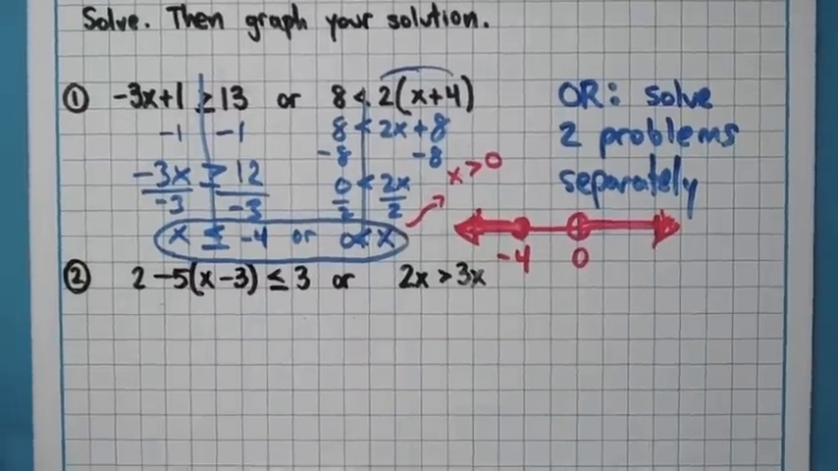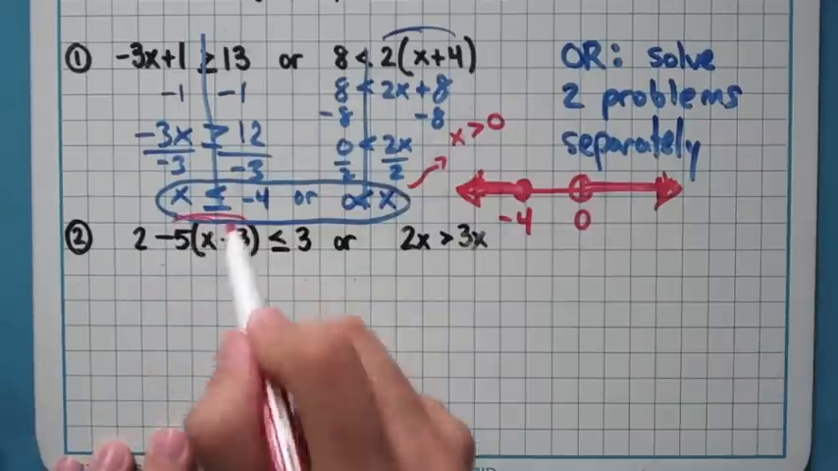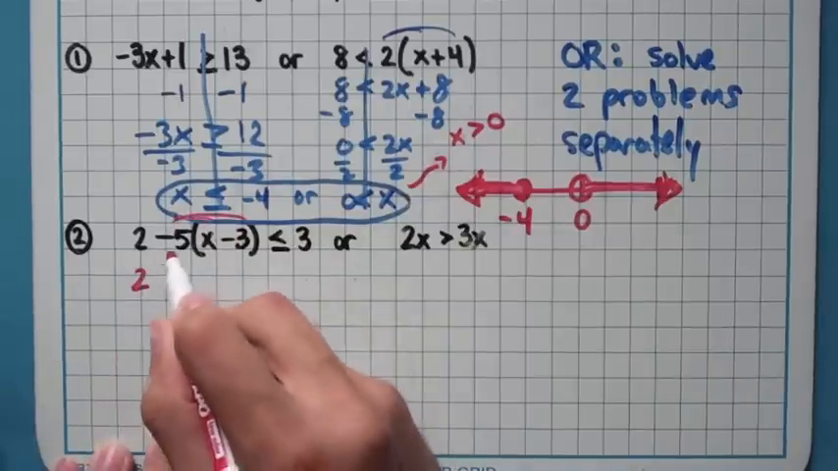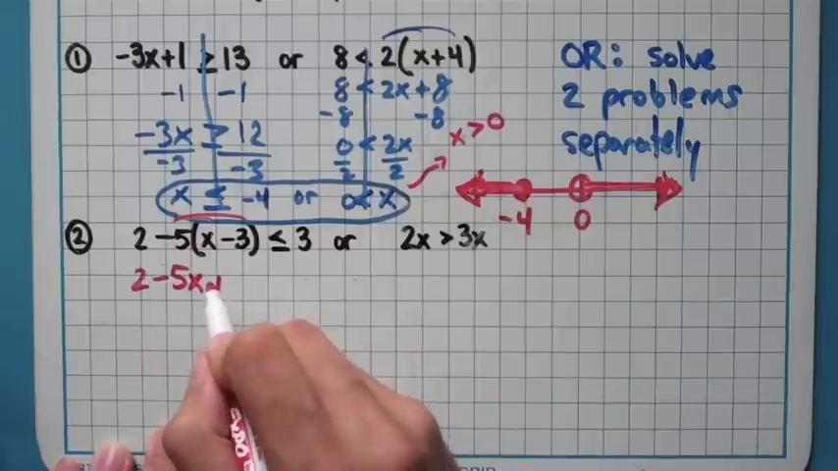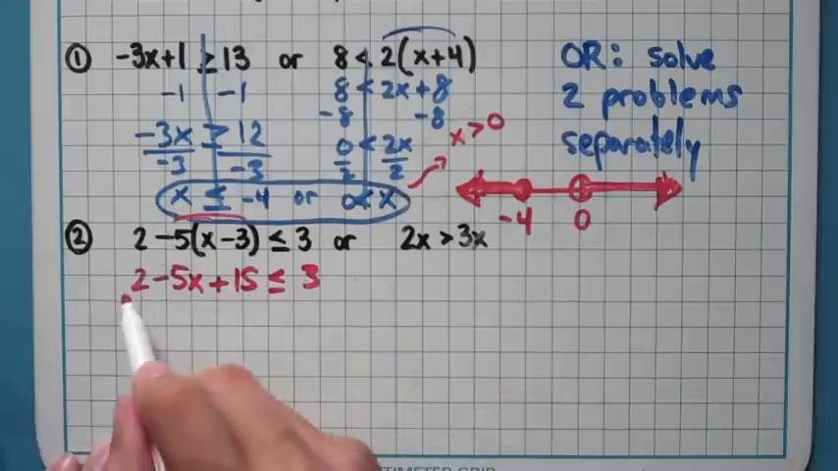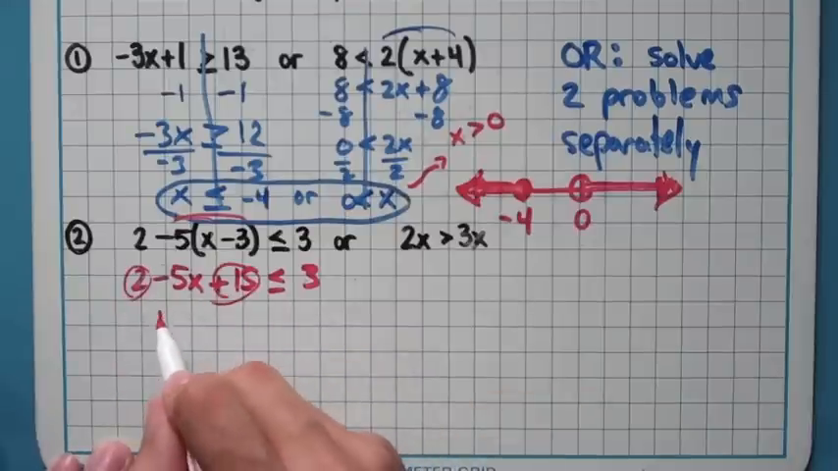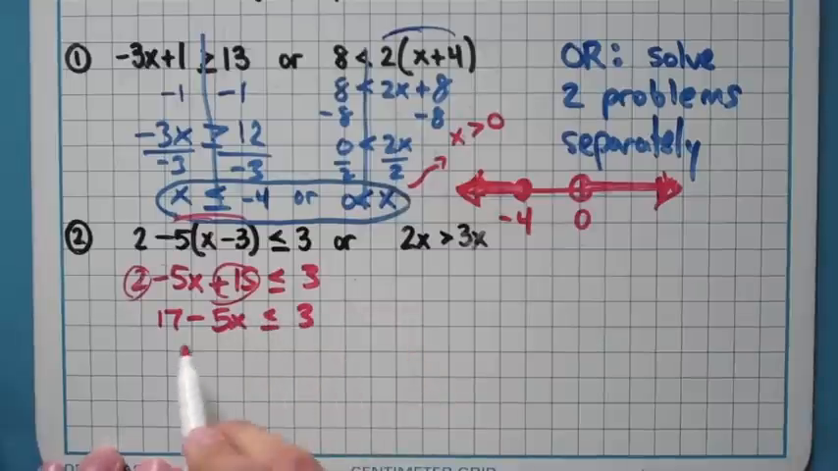Next up, same sort of deal. I just have another problem here that I'm going to tackle, going through doing the algebra like normal. You distribute your negative 5 on this one. I get negative 5 times x is minus 5x, and that's going to be a plus 15, less than or equal to 3. And just solve it like normal. I'm going to combine like terms. 17 minus 5x, less than or equal to 3.